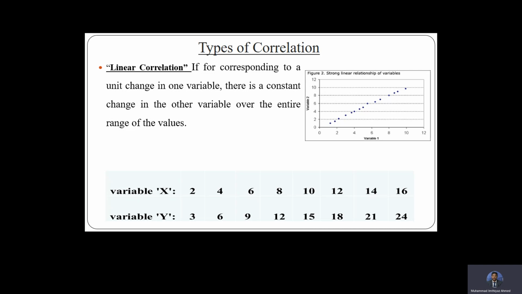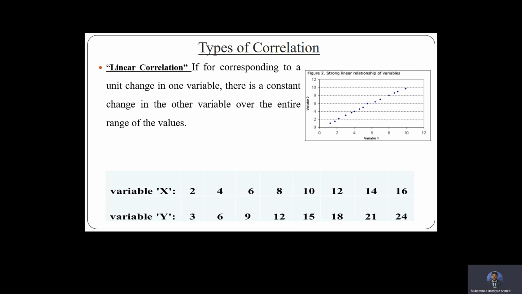Now, this is a perfect example to understand linear correlation. It means corresponding to a unit change in one, there is a constant change in another. Here we are having a difference of 2. Here we are having a difference of 3. It is constant. So this type of variable is called linear correlation. Constantly you will have it. Is that clear? Either 2 or 3 or maybe 5 or whatever, but the difference will be very constant. Is that clear?